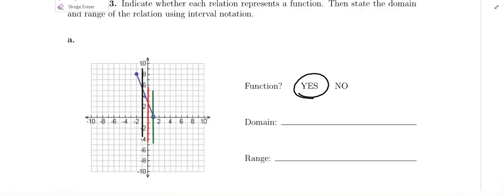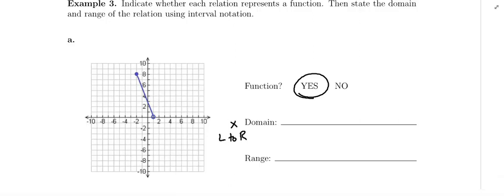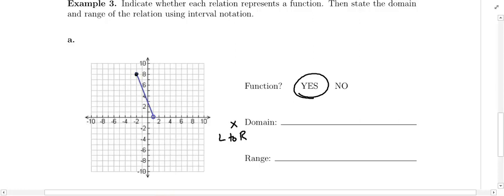Let's jump to domain. We need to ask ourselves, what x values does this graph cover? We're going to look at x values and travel from left to right. Let's find the leftmost point on the graph. That's going to be right here, this point right here. I'm going to write down the coordinates of this point. This point is located at -2, 8.